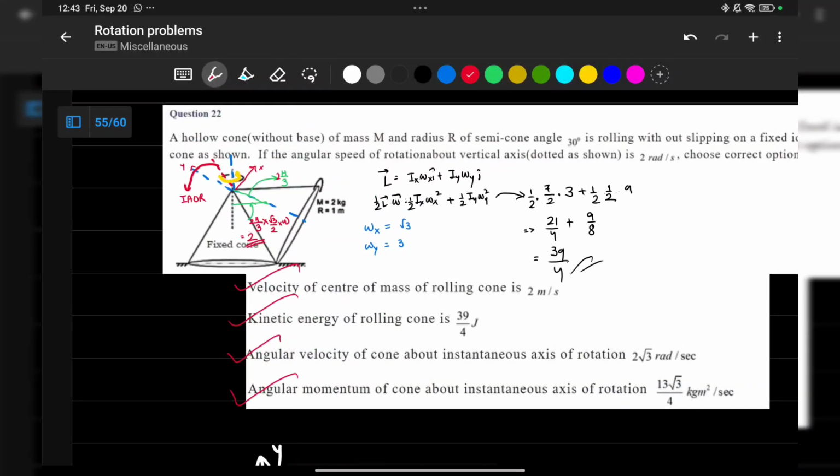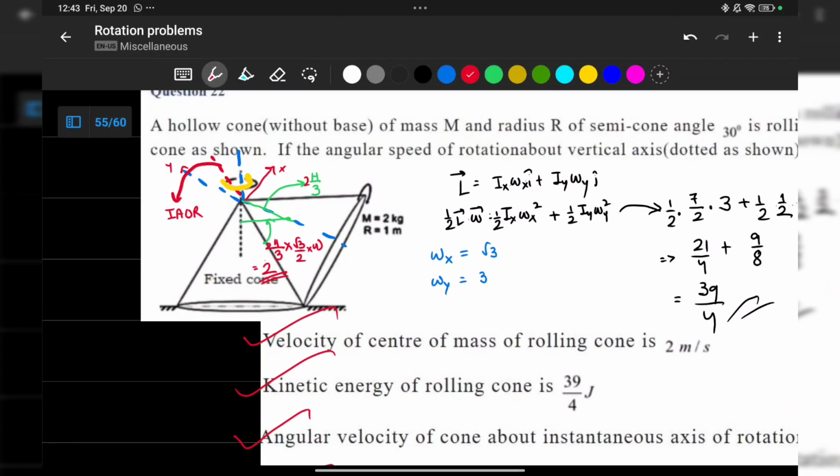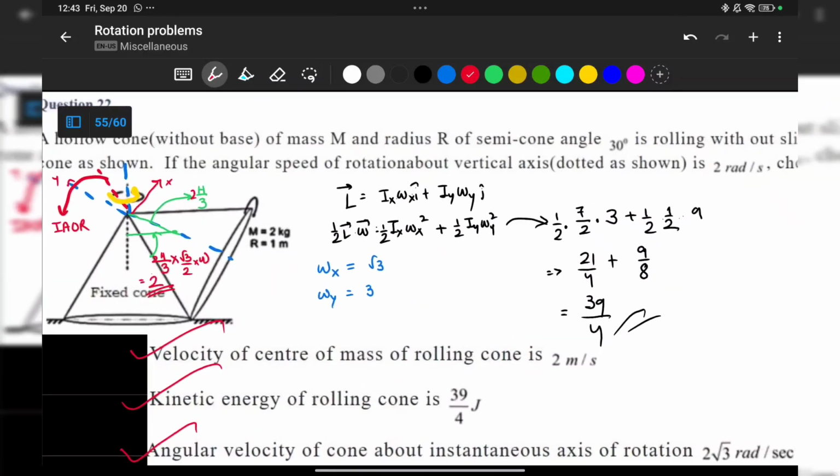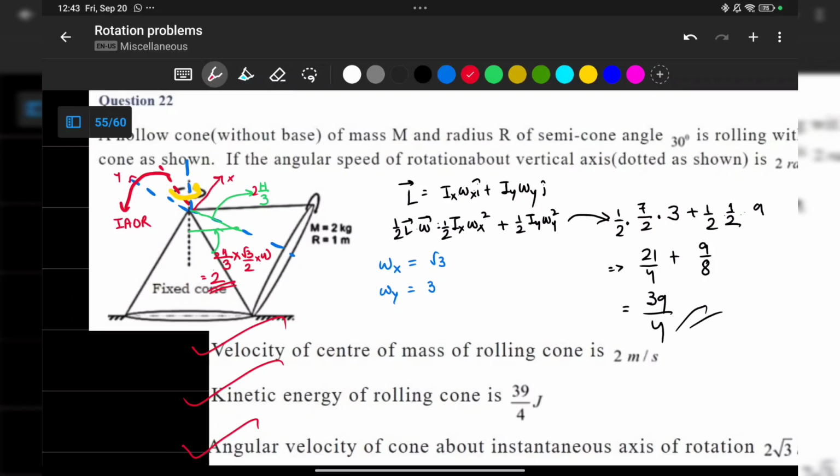So you can see this is omega x, omega into that. Sorry, the semi-cone angle is 30 degrees. So it will be cos 30 degrees. So if this is omega, then it will be omega cos 30 degrees, and it will be root 3 by 2 itself. And about omega y, it will be omega plus omega sin 30 degrees, that will be 3 by 2 itself. And this is L equal to Ix omega x i cap plus Iy omega y j cap.